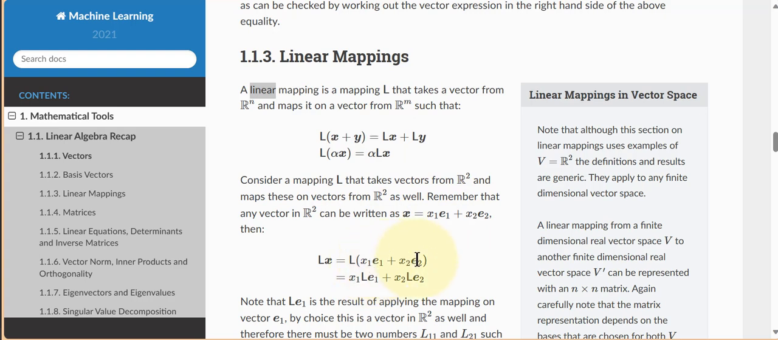But if it's linear, remember linear means that you can take the plus sign in here and take L of the first one, L of the second one, and put the plus sign out here. So that might remind you of something, by the way, like derivatives. If you remember about derivatives, remember the derivative of a sum is equal to the sum of the derivatives.